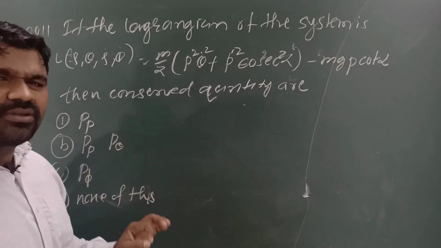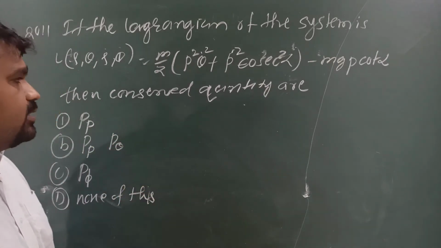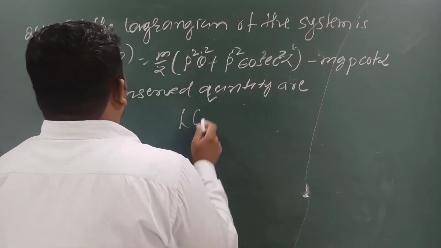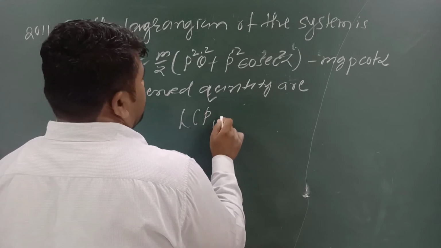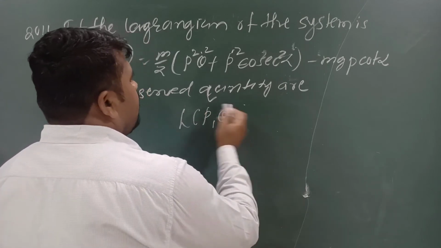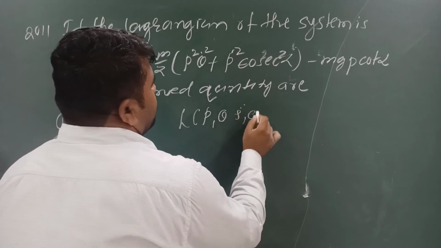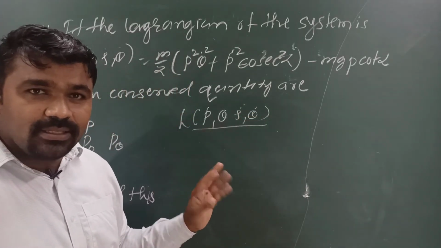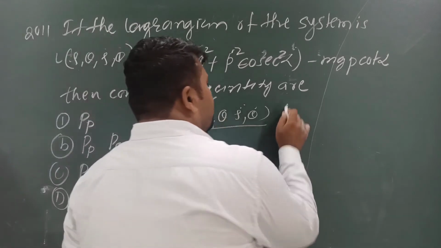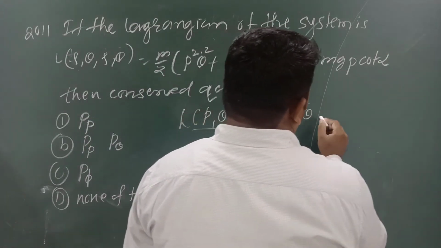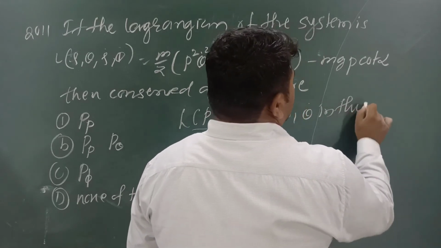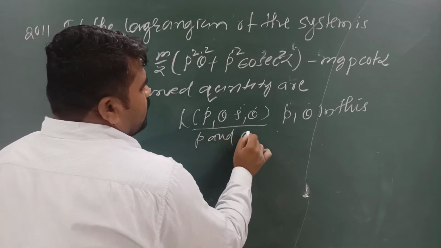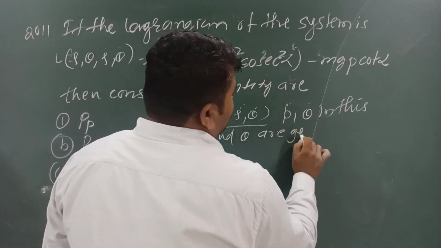We need to find out what is the conserved quantity. Conserved quantity means constant quantity. Here the Lagrangian is a function of rho, theta, rho dot, theta dot. Yes or no? In this case the Lagrangian contains how many velocities? 2 velocities, rho dot and theta dot. In this case rho and theta are generalized coordinates. Got it?